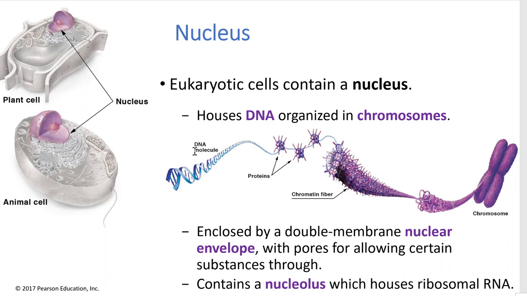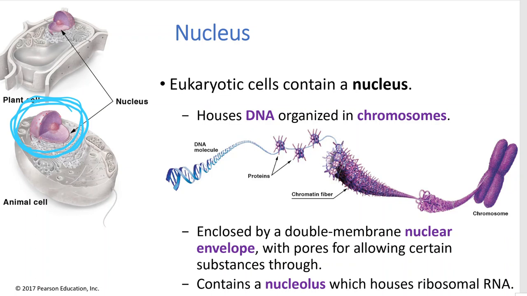For your eukaryotic cells, you're actually going to have a nucleus. And so this nucleus is a membrane-bound structure or organelle that is going to be found solely in eukaryotic cells. And you're going to find it in both the plant and animal cell. All the DNA will be housed within the nucleus.